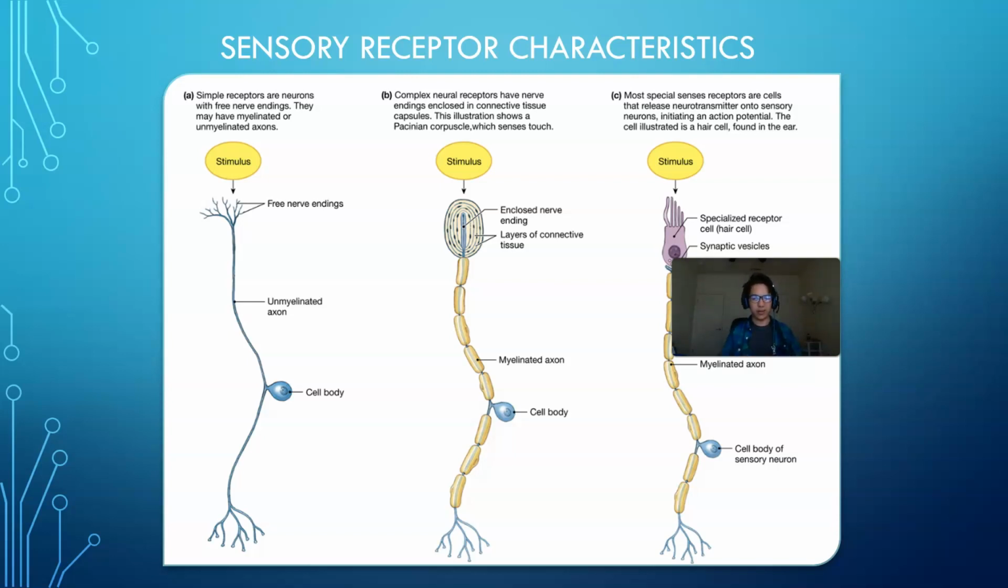Complex neural receptors are a little more, well, complex. You'll notice that they have enclosed nerve endings surrounded by layers of connective tissue, as you can see in this example right here, which I believe is a Pacinian corpuscle. These axons are generally myelinated, and we know that myelinated axons allow for quicker transmission of electrical signals. So senses that use this typically are touch.